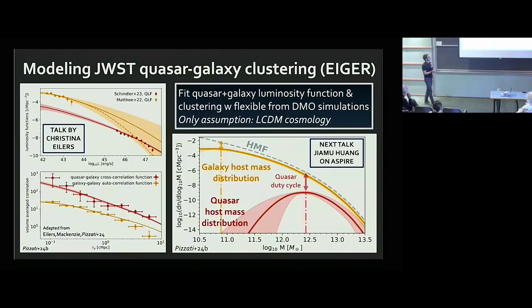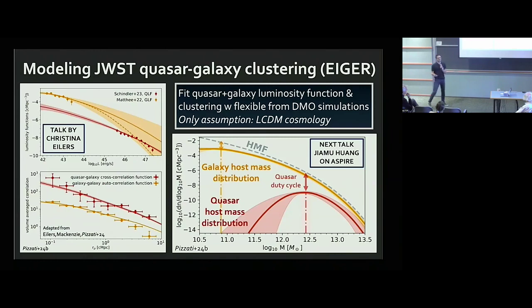So how can we measure this quasar duty cycle? Christina already mentioned this morning that the EIGER survey measured for the first time the quasar-galaxy cross-correlation function at redshift 6, and also the galaxy-galaxy autocorrelation function, galaxy meaning all [OIII] line emitters. And we'll hear in the next talk by Jiamu Huang about the ASPIRE results.